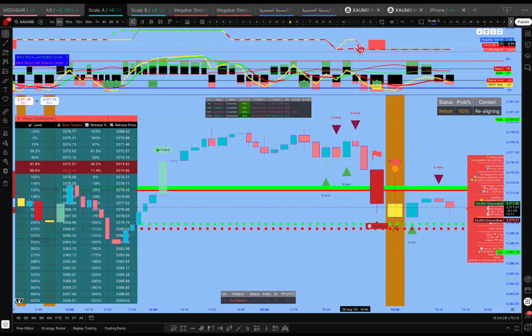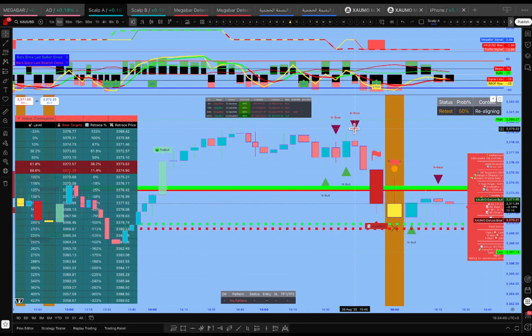We had a bearish cross here and a bearish cross here. And here we have the XAUMO Mega Bar Suite Deluxe. It tells me that we have a bearish move, even though I do not have a mega bar happening yet. But I'm in the market pre-mega bar, so I can be an early bird here, make a good profit and get out.